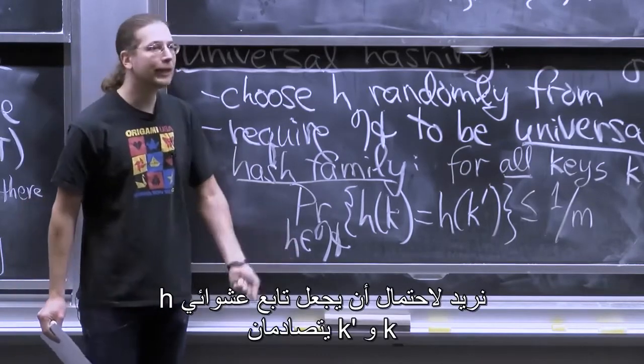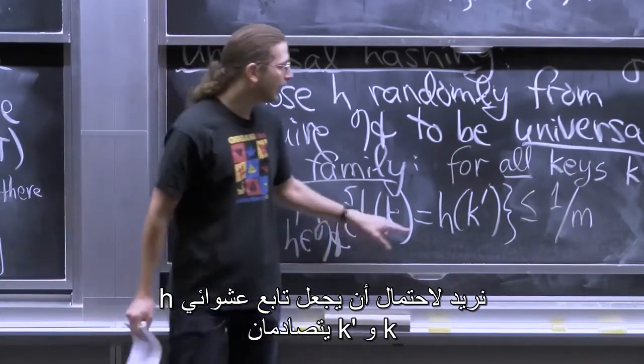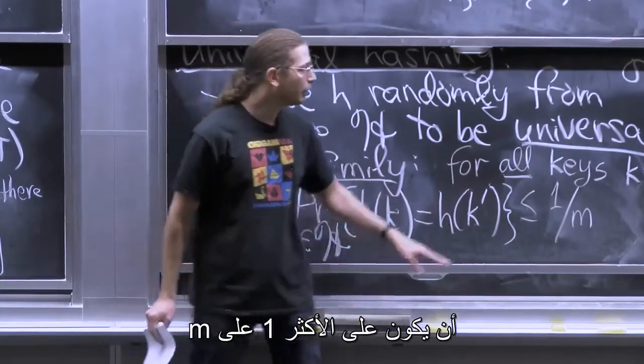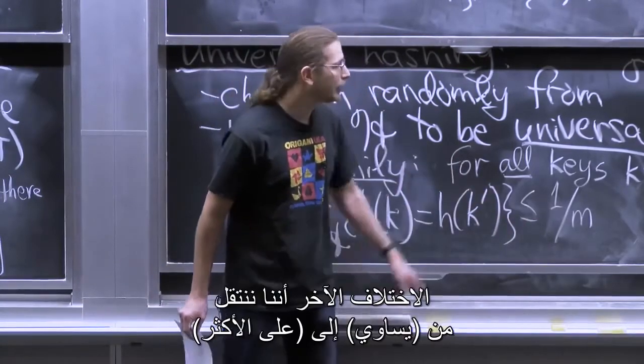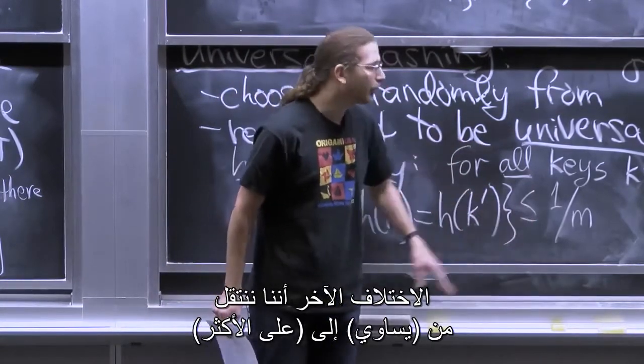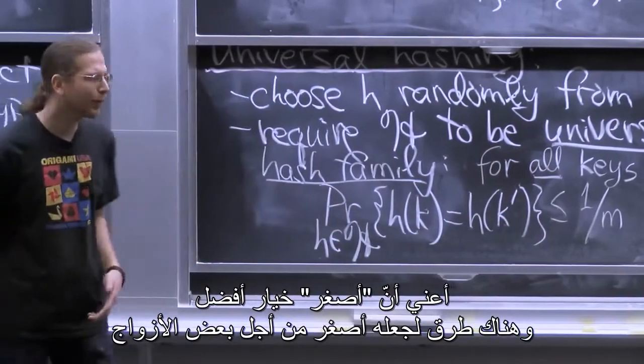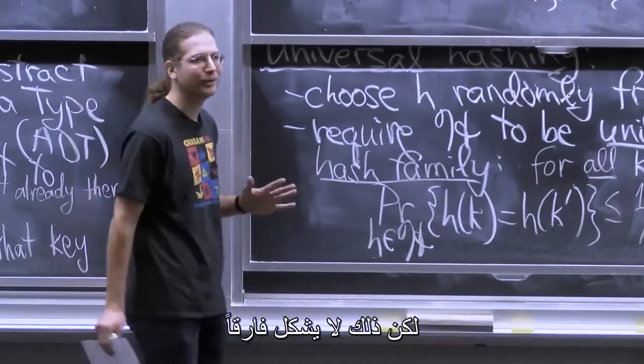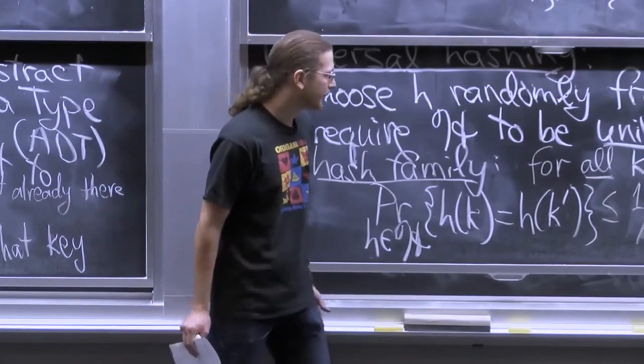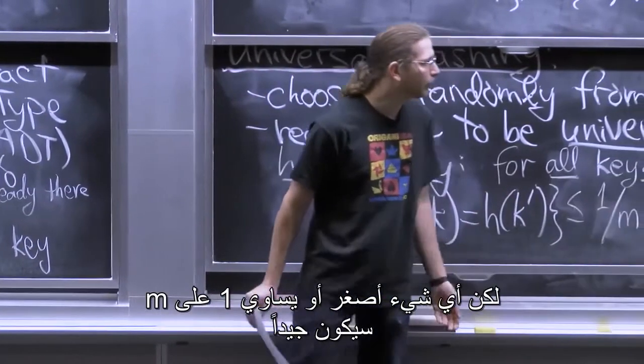We want the probability that a random h makes K and K prime collide to be at most 1 over m. Okay, the other difference is we switch from equals to at most. Less would be better. And there are ways to make it less for a couple pairs, but it doesn't really matter. But of course, anything less than or equal to 1 over m will be just as good.